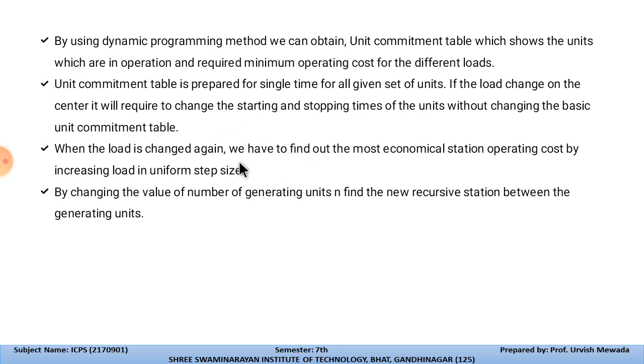And when the load is changed again, we have to find out the most economical station, considering the operating cost, by increasing the load in uniform step size. So this is the most important point. If the load increases further, then we need to find the most economical station by increasing the load in uniform step size, and by changing the number of generating units n, find the new recursive relations between the generating units. So this process goes on repeatedly, and we can find out the most efficient unit of the generating system, and that will deliver the power.